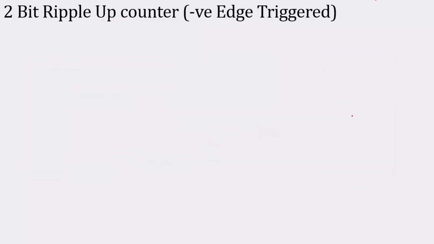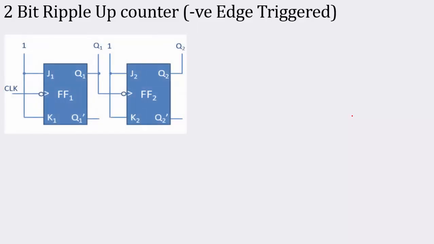Now, how to design this up counter? It's 2-bit, so we require 2 flip-flops. Which flip-flop have I used? The JK flip-flop. Look at the JK flip-flop, where I have connected both the inputs to 1. If you know the JK flip-flop, if both the inputs are 1, it will work in toggle mode. That means the present state will convert into the next state in toggle mode.